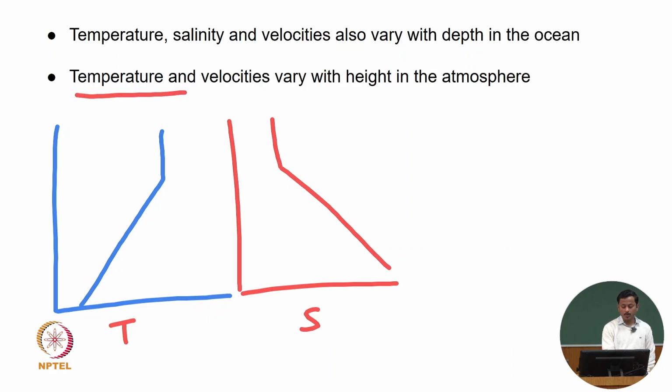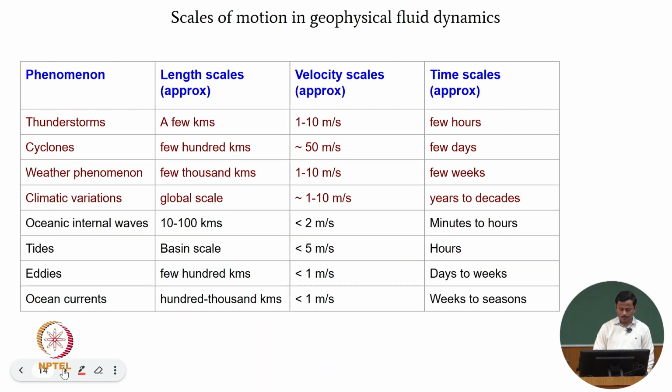The temperature and velocities also vary with height of the atmosphere. As you saw, we have troposphere and stratosphere, and temperature varies differently in both of these layers, and of course going into higher layers of the atmosphere, this varies in different ways. So the variables shown in the previous slides only give us information about the surface of the ocean, or the variables at a certain height, but these also have a depth dependence.